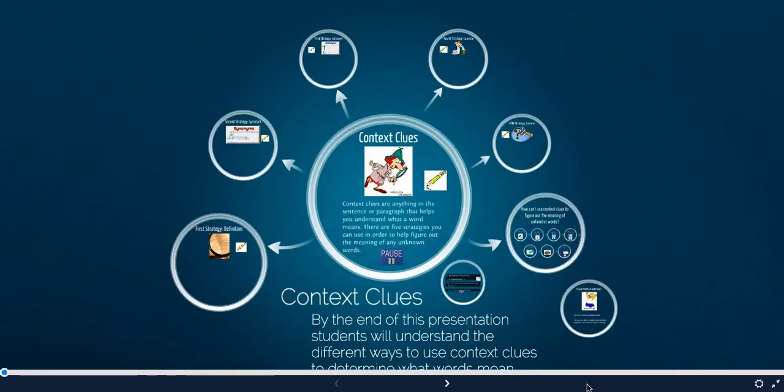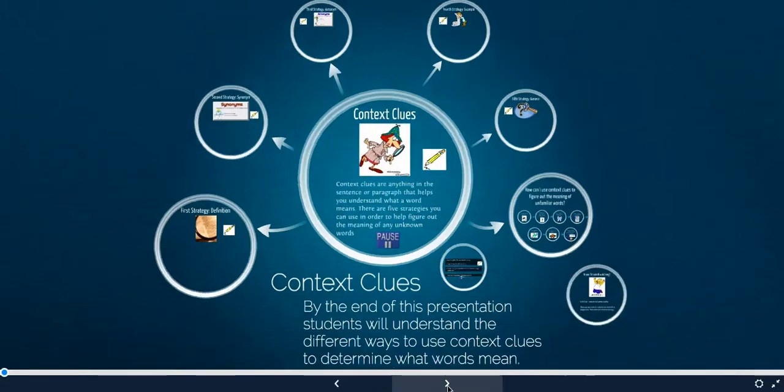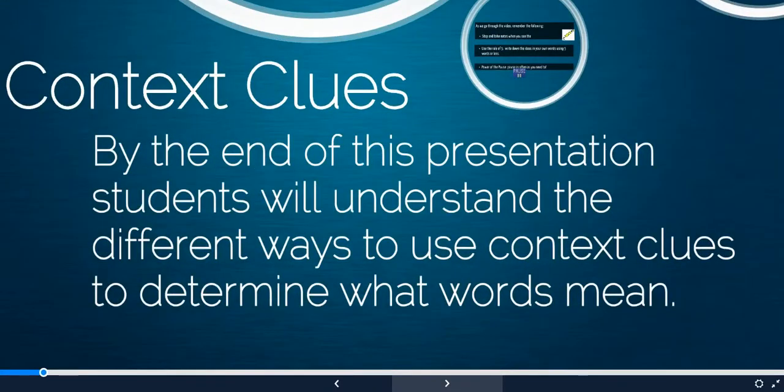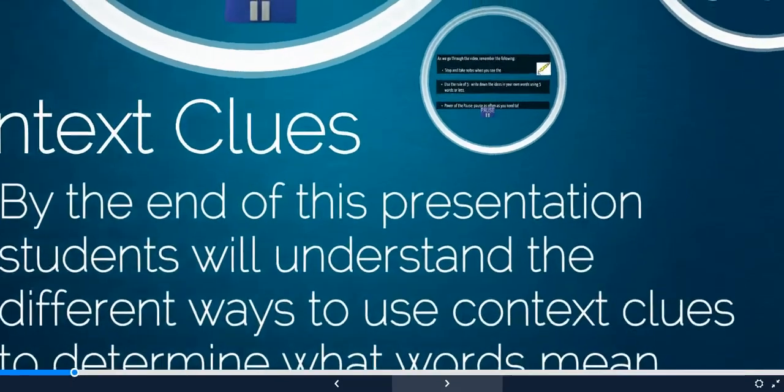Okay, this video will help you to review the context clues, and our goal is that by the end of this presentation, students will be able to understand the different ways that context clues can help them to determine what words mean. Let's get started.